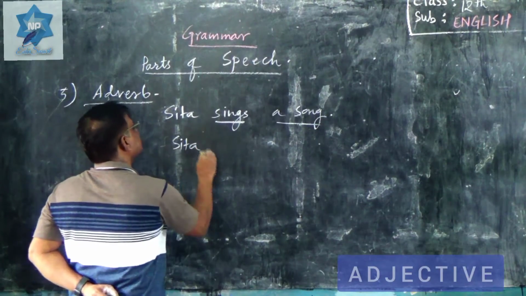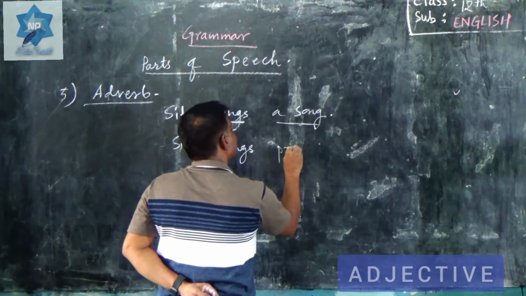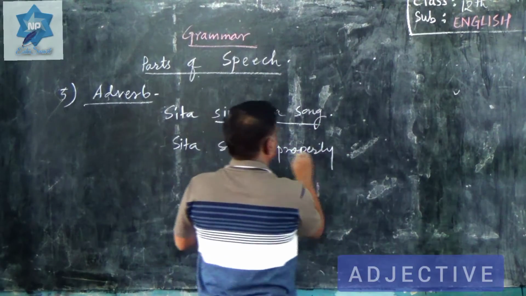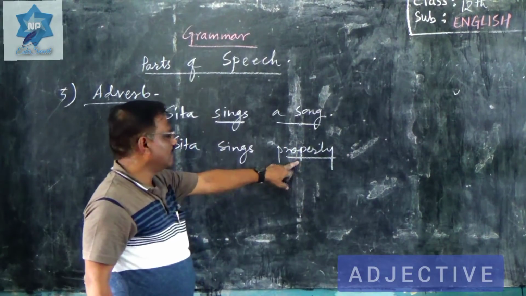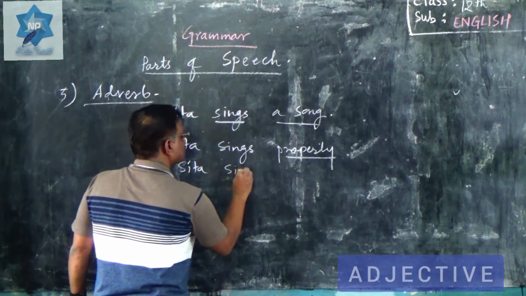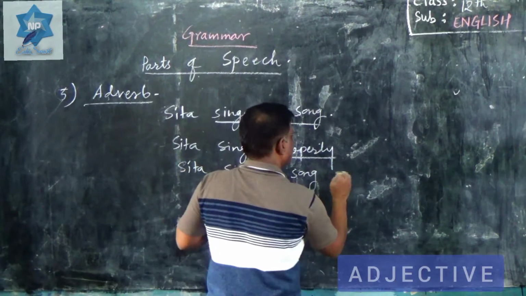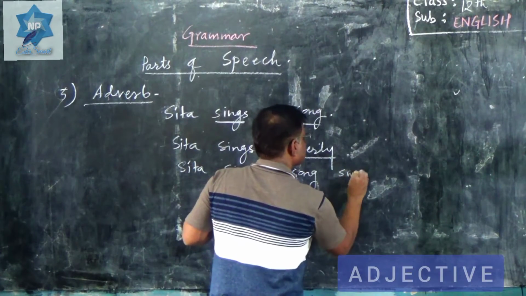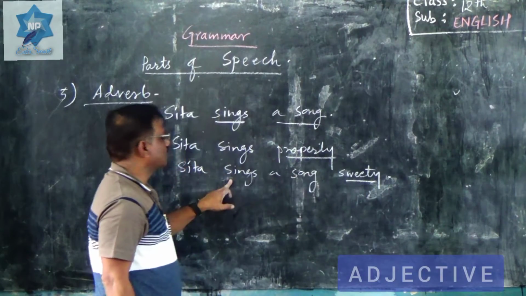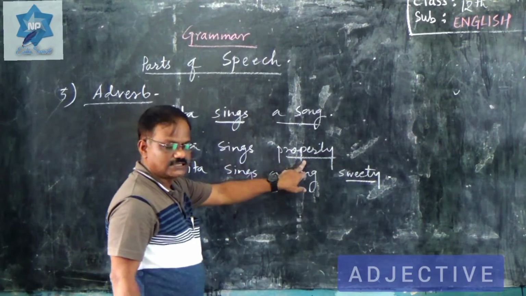But if we say, Sita sings a song properly, properly is an adverb. Sita sings a song sweetly. Sweetly is an adverb because it modifies a verb. How does she sing? She sings sweetly. How does she sing? She sings properly.